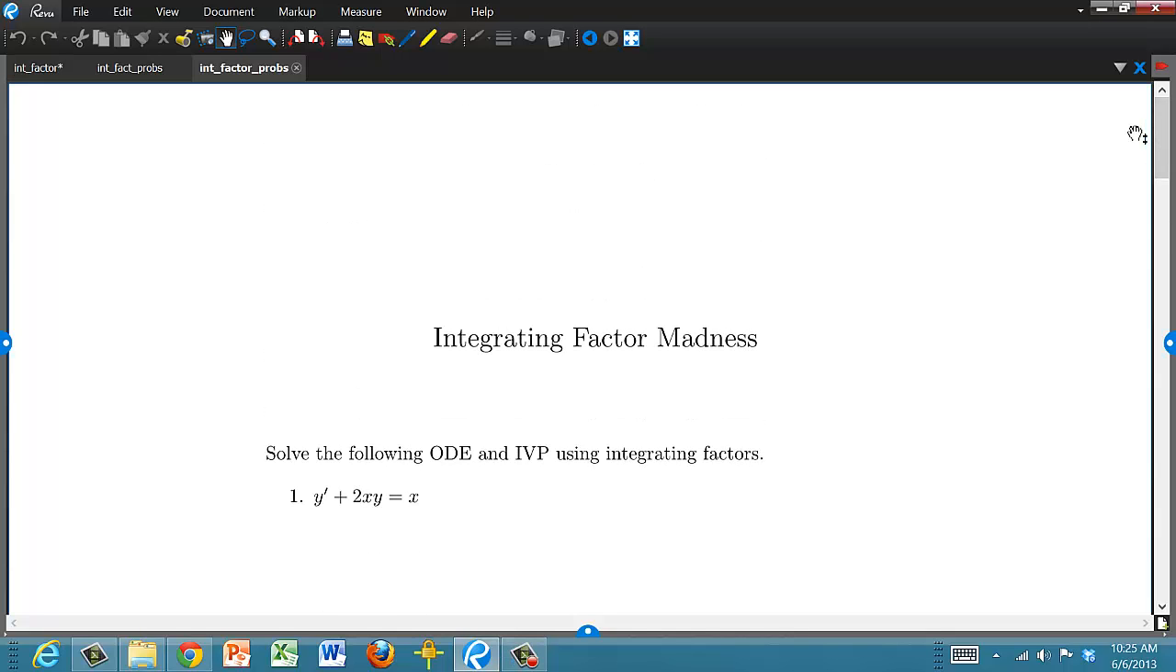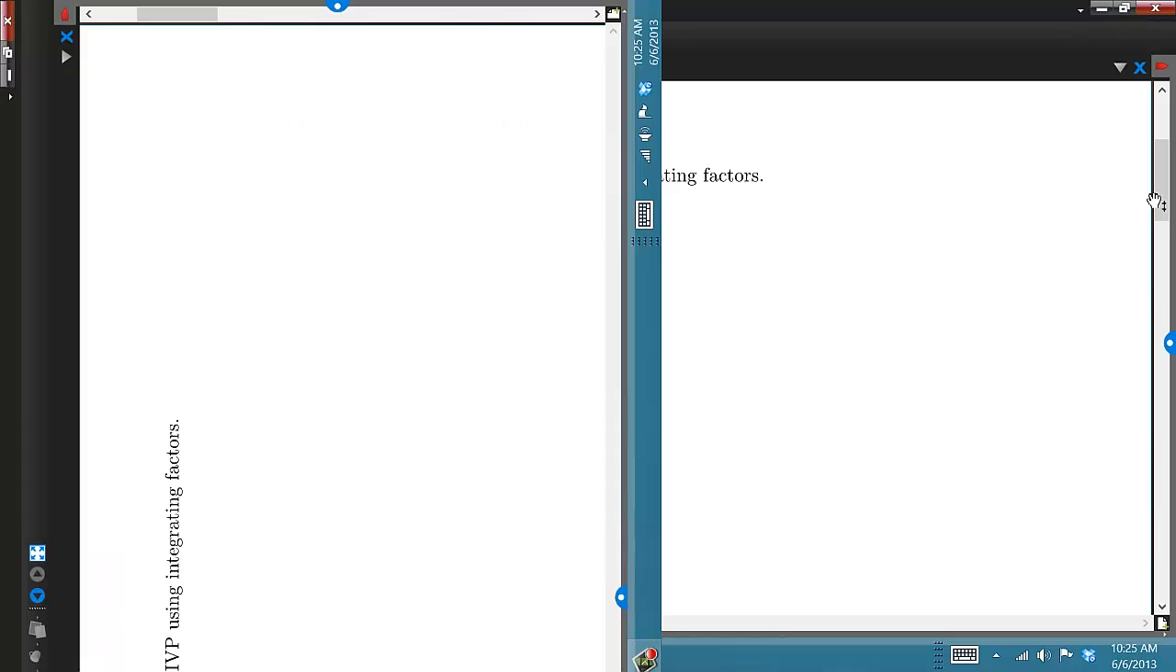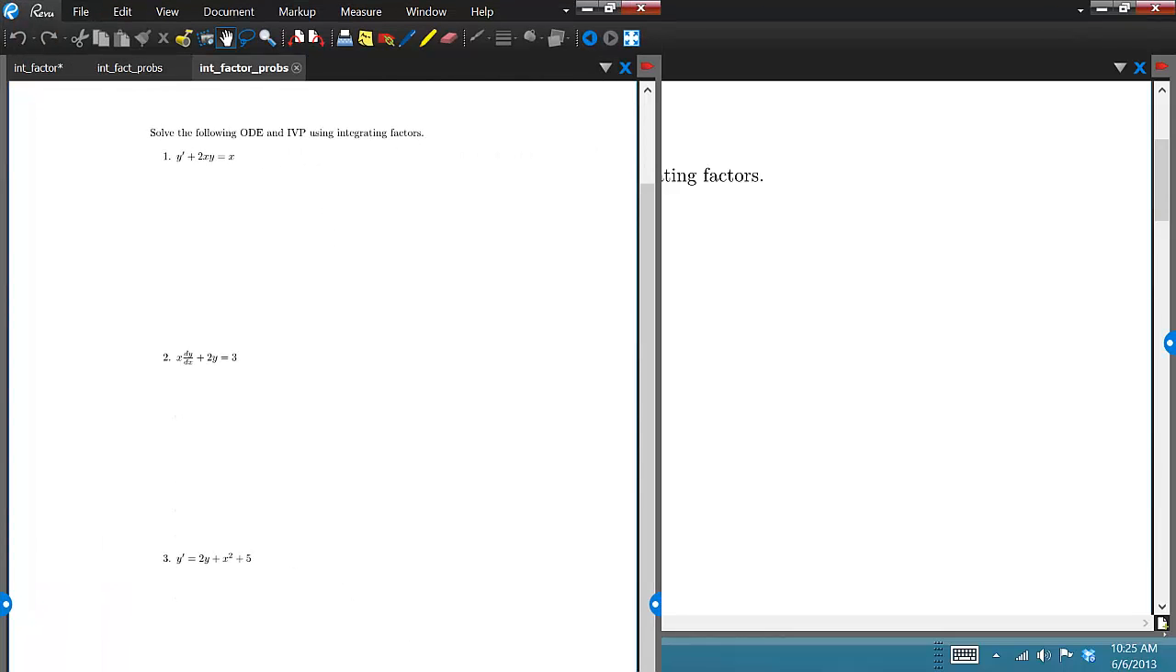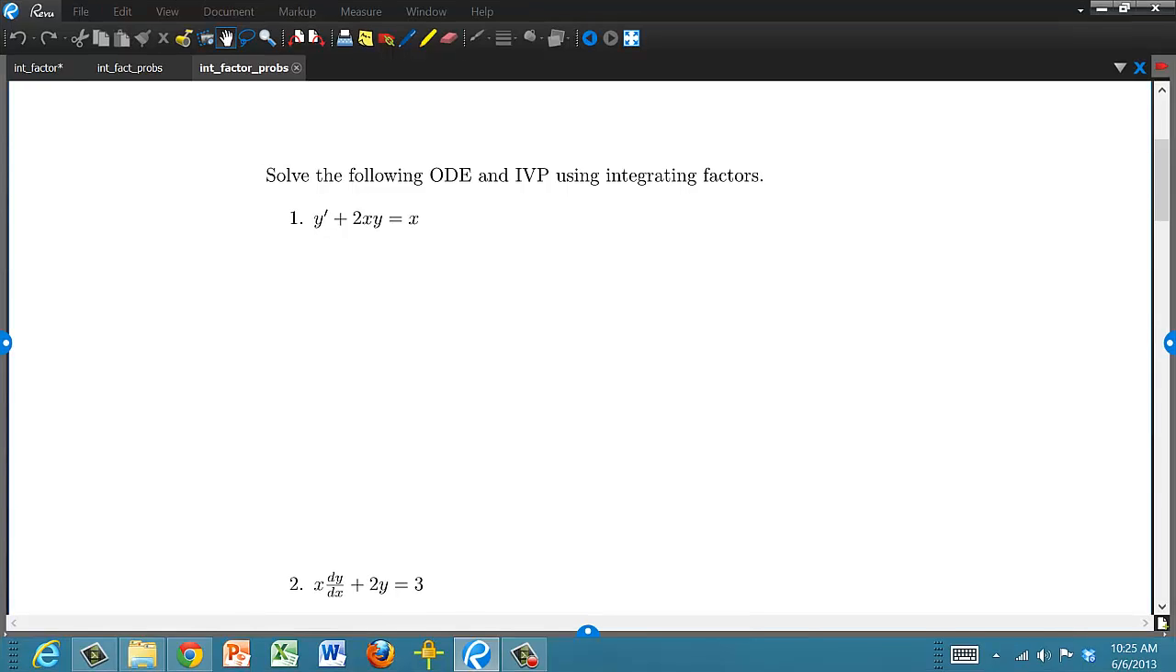Let's go ahead and do some examples of solving ODEs using integrating factors. So this first order ODE that we see here, this is already in standard form. Let's get my tablet back. All right. So the first thing we should do, we should calculate our integrating factor.